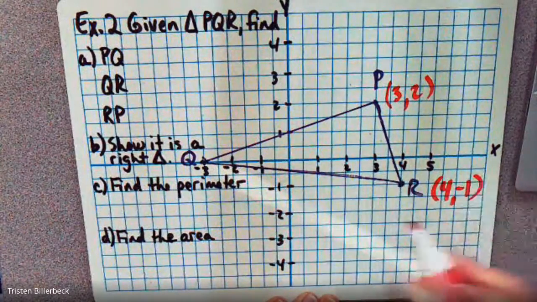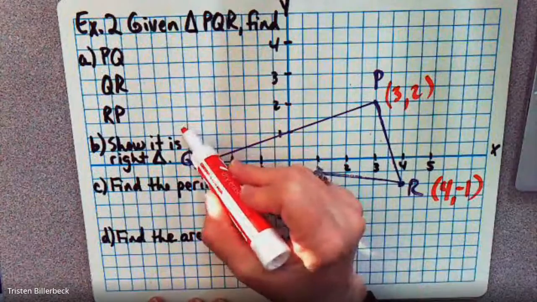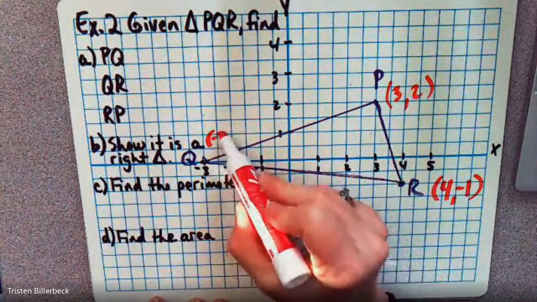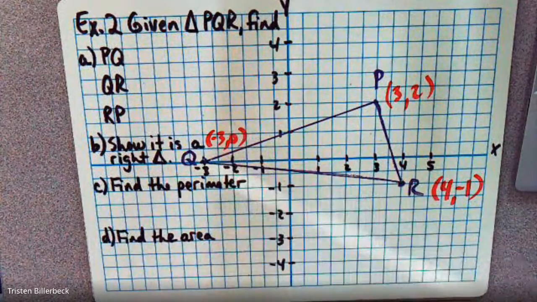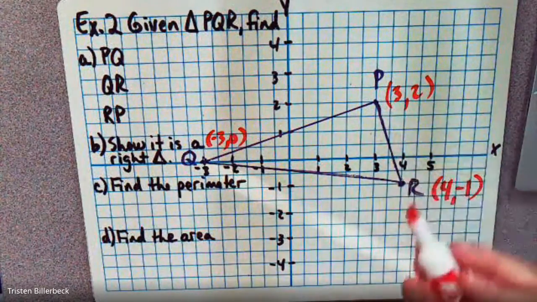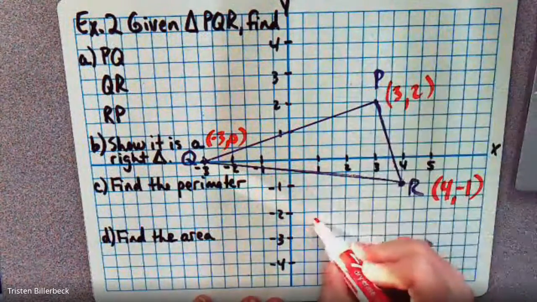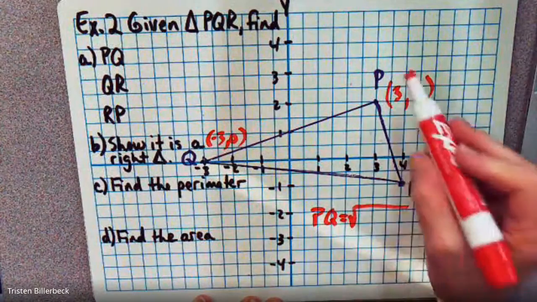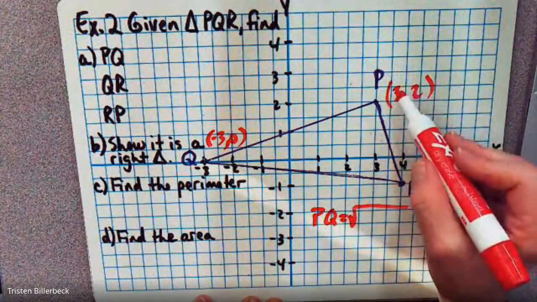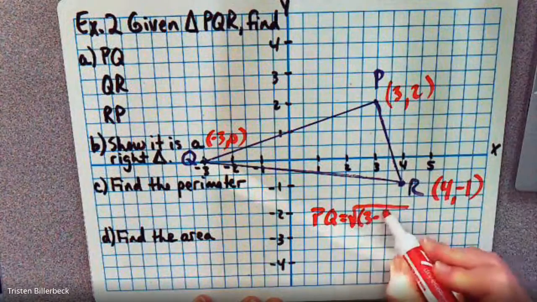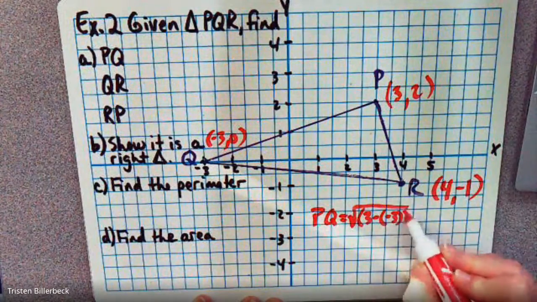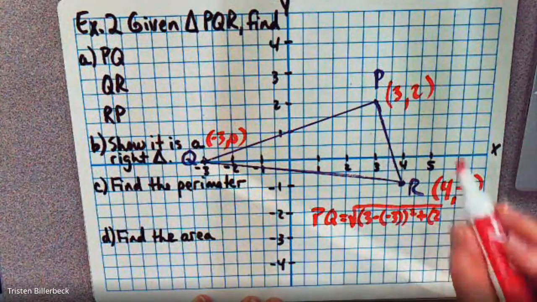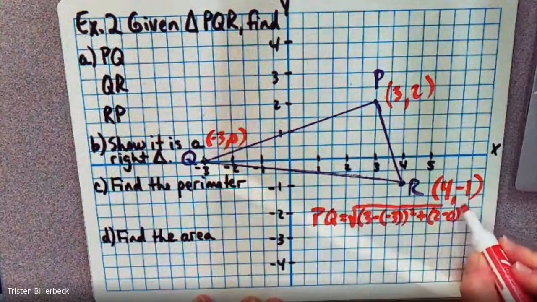We drop down on the elevator. Q is at -3 and 0. All right, so PQ. If we look at PQ, we have PQ equals the square root, and P is here. So we have the x's are 3 minus -3 squared plus, and then we have 2 minus 0 squared.